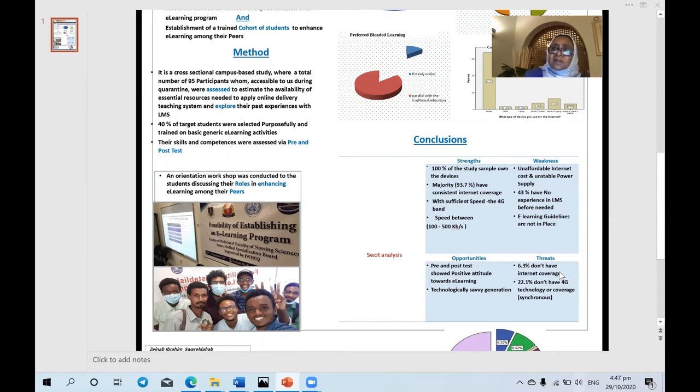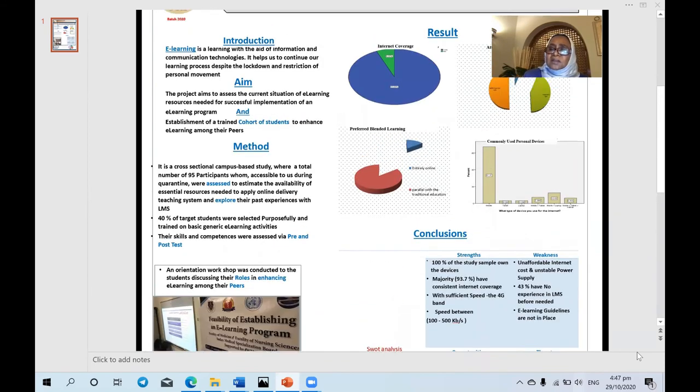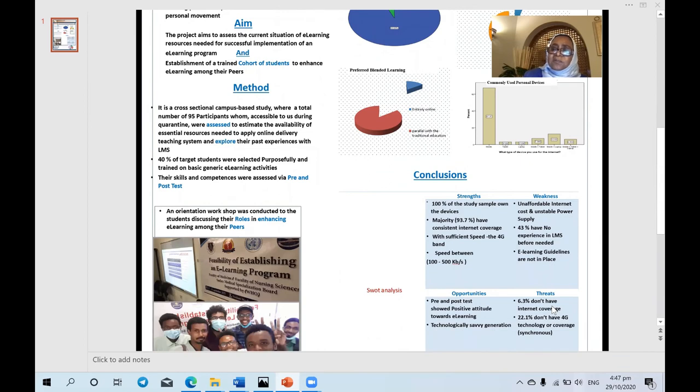And the weaknesses, as displayed in the pie chart below, are unaffordable internet cost and unstable power supply. 43% of them have no experience in the learning management system. E-learning guidelines were not in place.